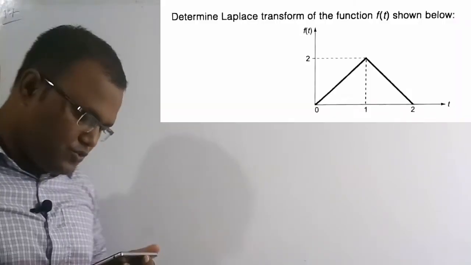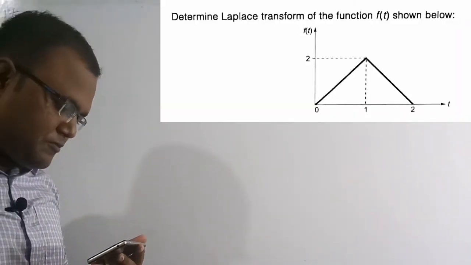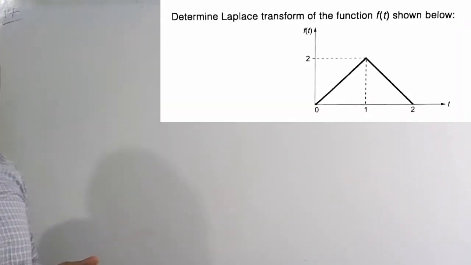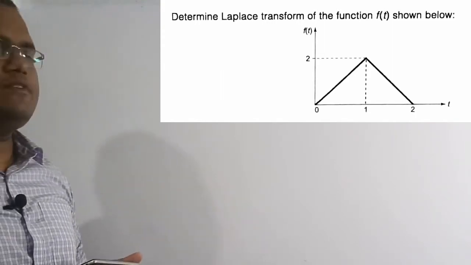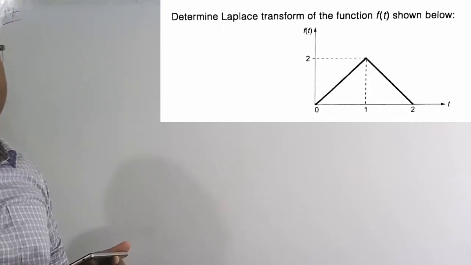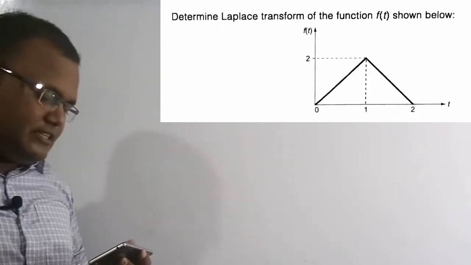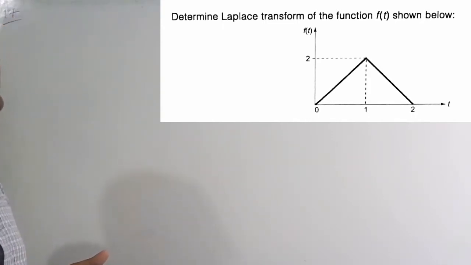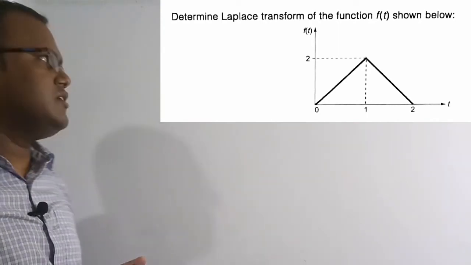So now we are going to solve the 17th question. This is the question here. Determine the Laplace transform of the function f of t shown below. So in this question they have given a function f of t and we have to find the Laplace transform of this function f of t. This question was given in the IAS 2009 mains examination for 5 marks. So let's solve this numerical.